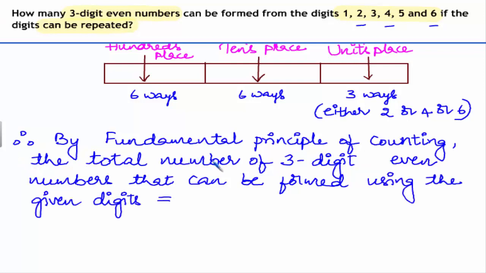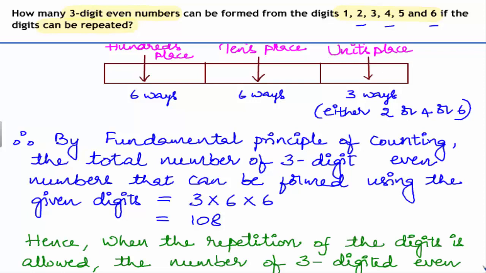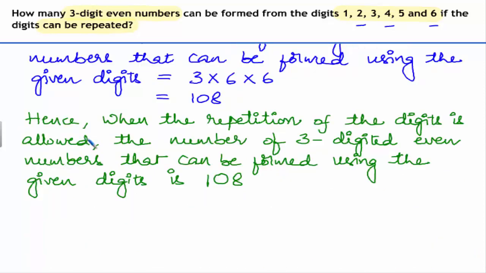Therefore, by fundamental principle of counting or by multiplication principle, the total number of 3-digit even numbers that can be formed using the given digits is equal to 3 into 6 into 6. So on multiplication, this gives us 108. So with this, we conclude that when the repetition of the digits is allowed, the number of 3-digit even numbers that can be formed using the given digits is 108. So this completes the solution.